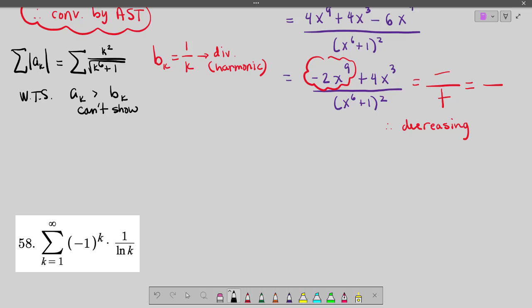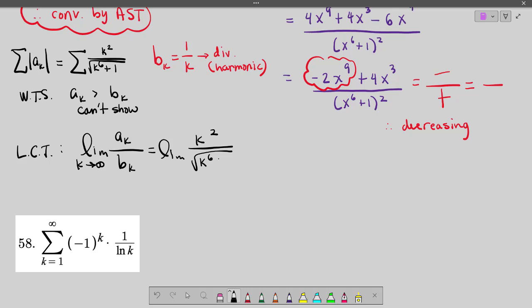If the direct comparison doesn't work, we go to limit comparison. So we're going to go to limit comparison test. We're going to take the limit of a sub k divided by b sub k as k goes to infinity. So that's going to be the limit of a sub k. That's the original. That's the one we're analyzing. That's the one that doesn't change. And then we divide by b sub k, which means multiply by its reciprocal.